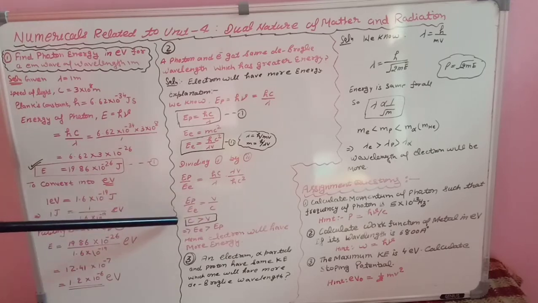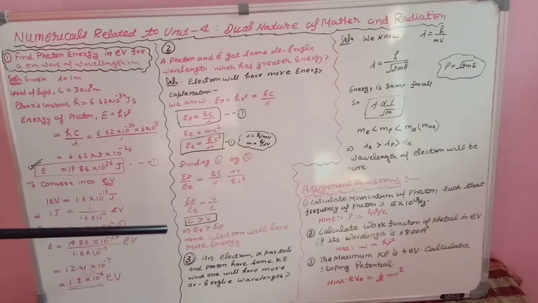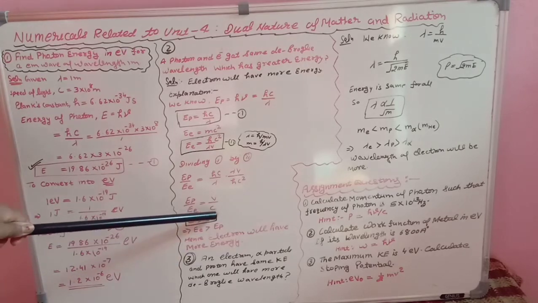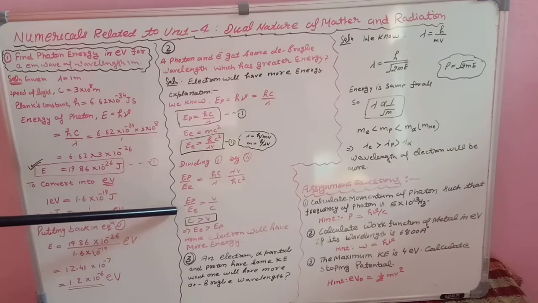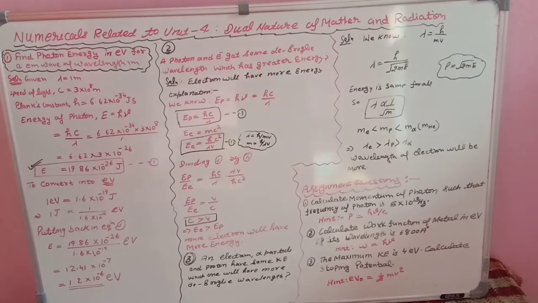Students, c is greater than v because c is the velocity of light, and according to our concepts, the velocity of light is the maximum velocity with which any object can move. That means c is always greater than v. So EE is greater than EP. Since c is in the denominator, EE is also in the denominator, so EE is greater than EP. That means electron will have more energy than photon.